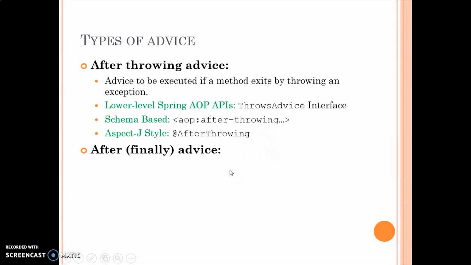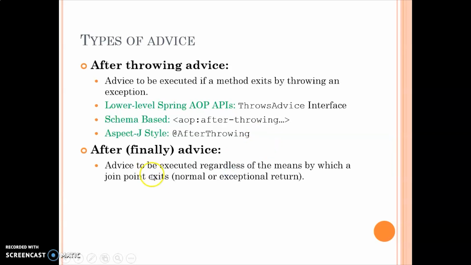Okay, going further, after finally advice. This advice is to be executed regardless of the means by which the join point exits, okay, a normal or an exceptional return. So this is something that will execute under any circumstance, whether the method or the join point code is returning successfully, or you can say normally, or whether it is returning in an exceptional situation. In both cases it will execute.